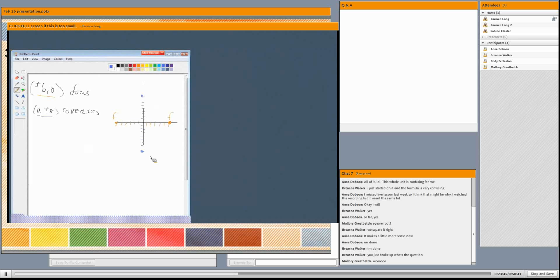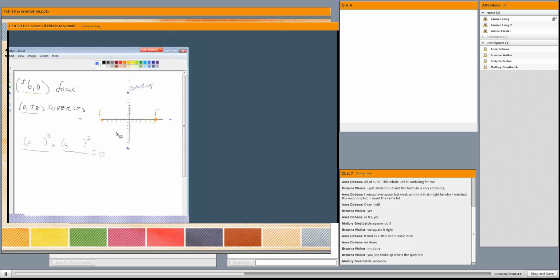Since this is the co-vertex, I know that my ellipse is going to be long this way. So which denominator goes with the y variable? This is the shorter axis. This is going to be the longer. Our vertices are going to be out here somewhere, because the focus points are on the major axis. But they're not the endpoints. They're not the vertices.